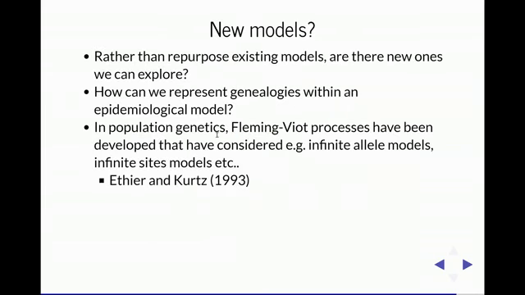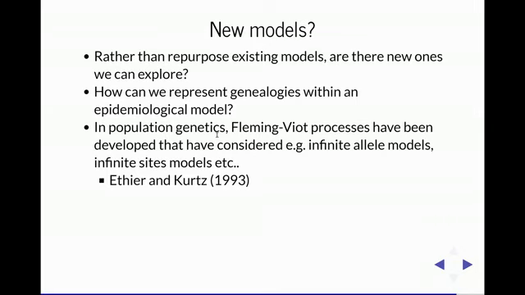I think in the longer term, rather than just repurpose existing models, there are also some new ones that we can explore. There's still an open question of how we can represent genealogies in a forward in time epidemiological model. There's been quite a lot of work in population genetics thinking about this, not in a transmission setting, but in a population framework nevertheless, which are considered Fleming-Viot processes, a type of probability measure valued processes that are forward in time, unlike the coalescent processes that people use for evolutionary models.